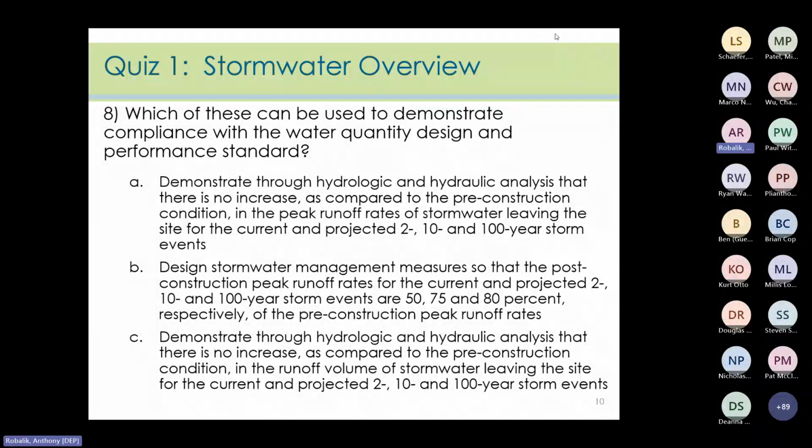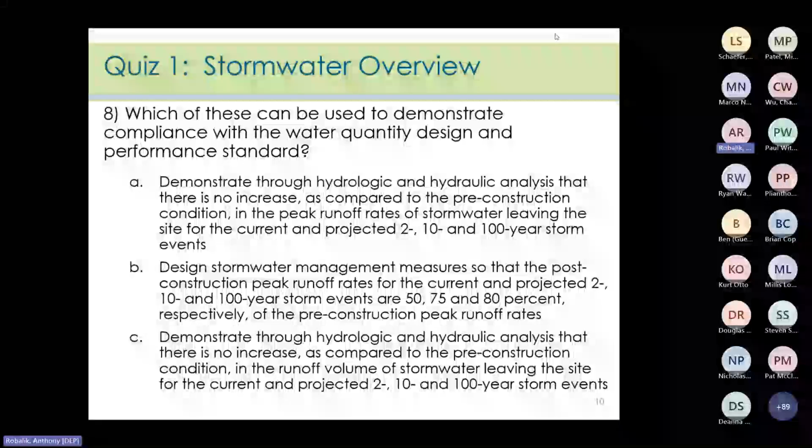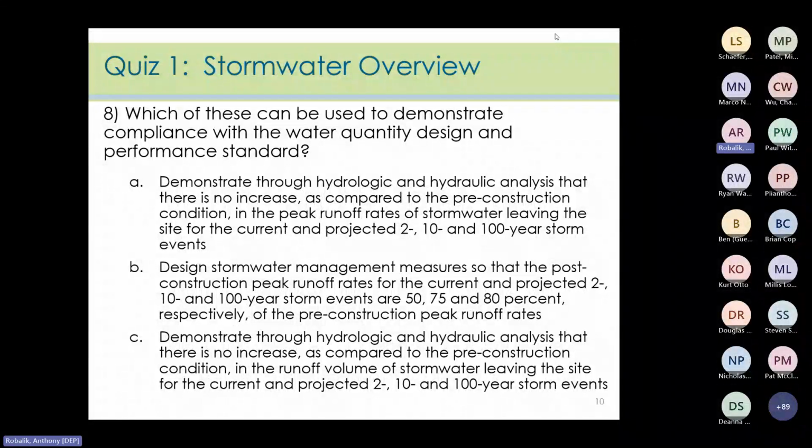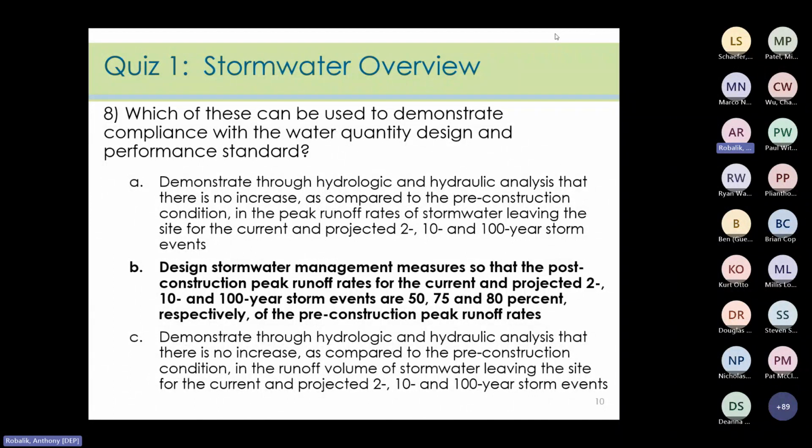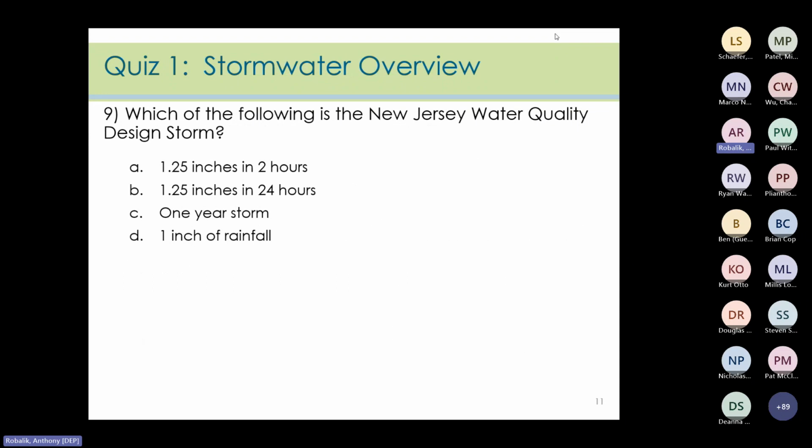Okay, question 8. Which of these can be used to demonstrate compliance with the water quantity design and performance standard? And the answer to this is B. So design stormwater management measures so that the post-construction peak runoff rates for the current and projected 2, 10, and 100-year storm events are 50, 75, and 80% respectively of the pre-construction peak runoff rates. So there are nuances in the wording here, but that was covered in the stormwater overview presentation.